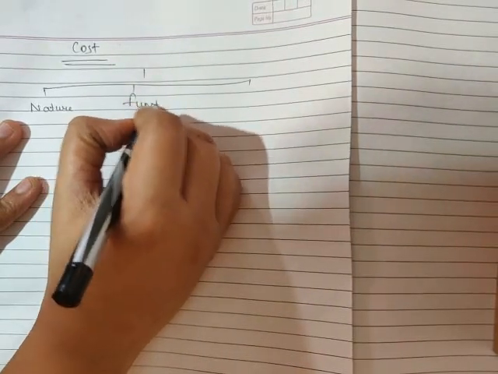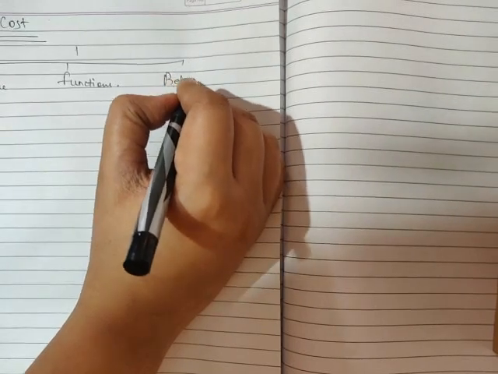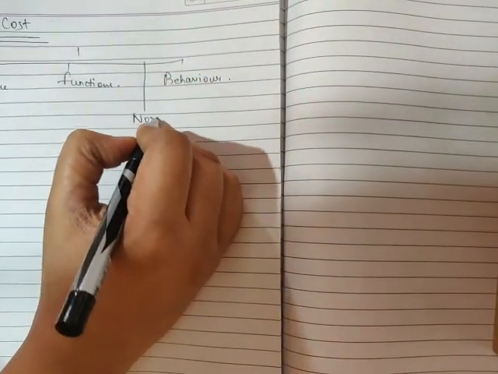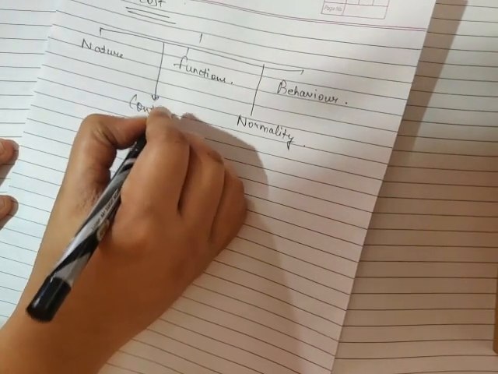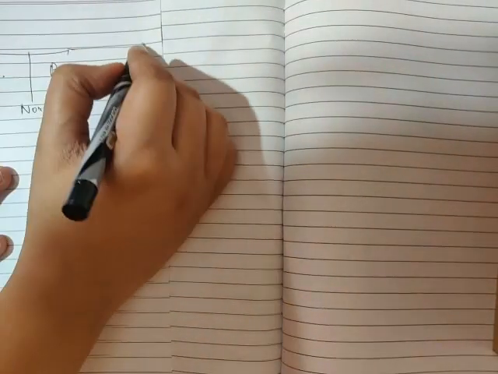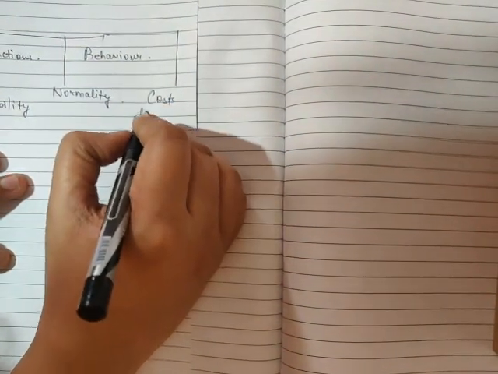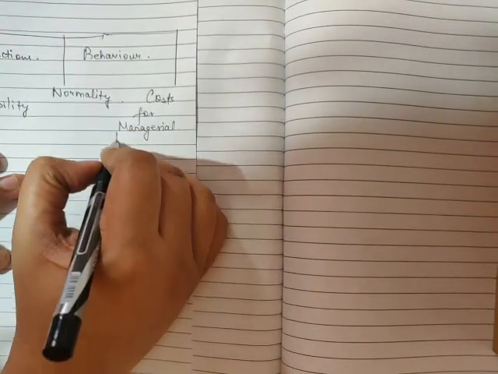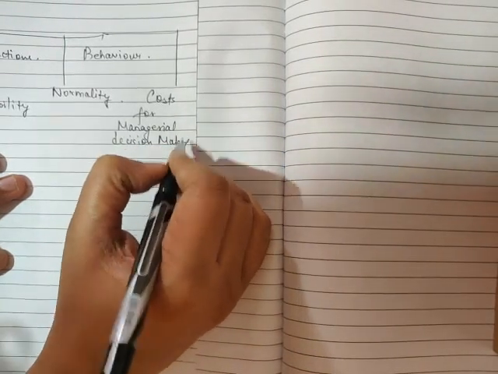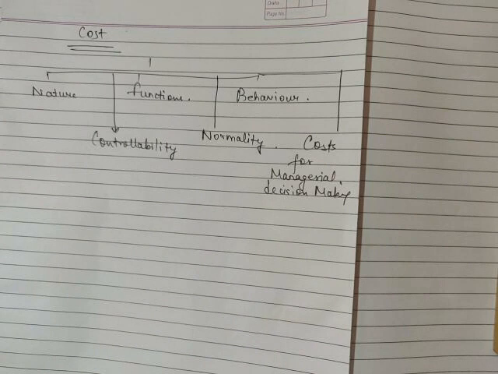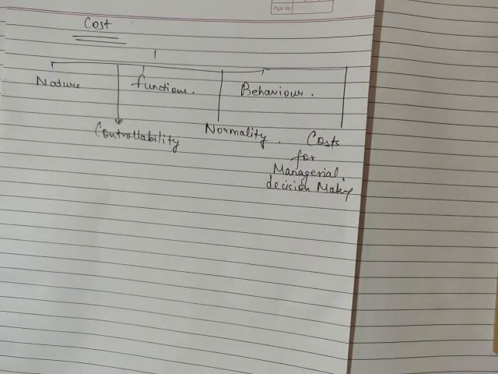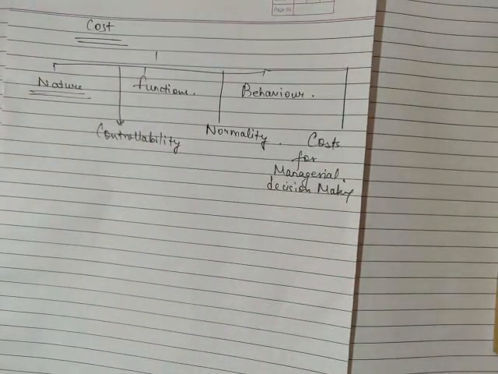You can classify the total cost on the basis of its nature, its functions, behavior, normality, controllability, and costs for managerial decision making. So we are going to look at the categorization of costs basis each of these six parameters. So first, let us see how costs can be classified basis its nature.